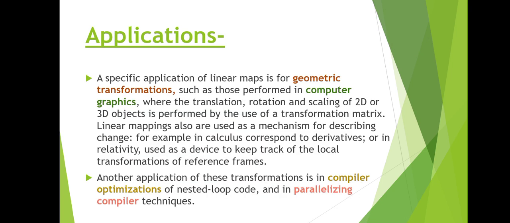Now here are some applications of linear transformations. A specific application of linear maps is geometric transformations, such as those performed in computer graphics, where the translation, rotation and scaling of 2D or 3D objects is performed by the use of transformation matrices. And linear mapping is also used in describing change. For example, in calculus it corresponds to derivatives, or in relativity it is used as a device to keep track of the local transformation of reference frames.